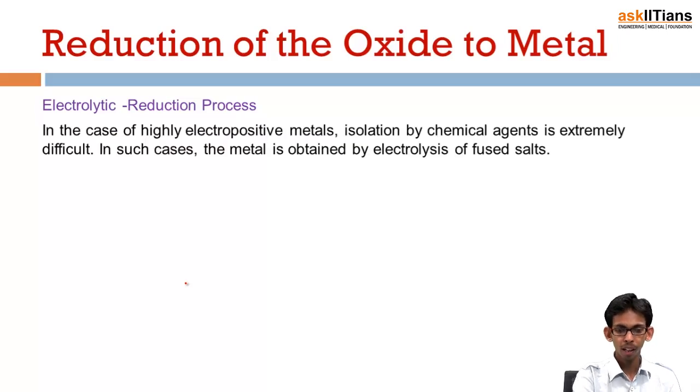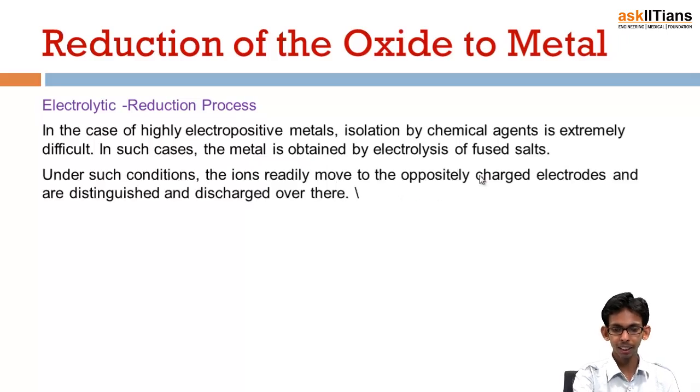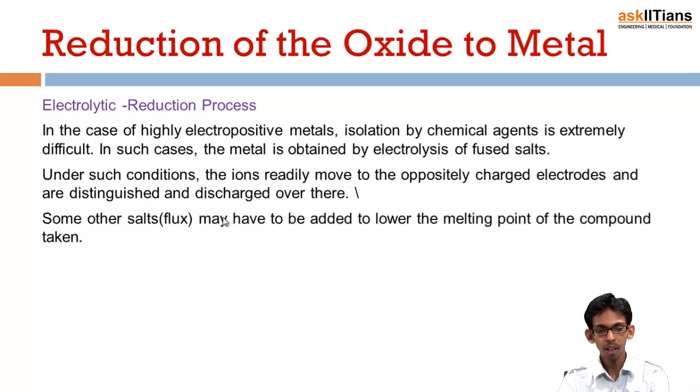In the case of highly electropositive metal, that means highly reactive metal, isolation using chemical agents is extremely difficult. In such cases, metal is obtained by electrolysis of fused salt. Under such conditions, the ions readily move to the oppositely charged electrodes and discharge over there. Some other salts like flux may have to be added to lower the melting point of the compound taken.